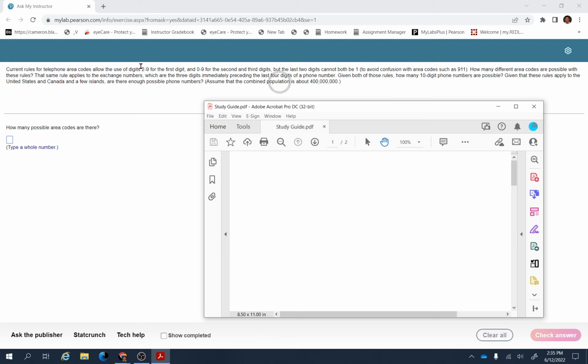So the area code has 3 digits. Let's say A, B, and C. For the option for A, you can pick 2 to 9. So how many numbers are there? There are 8 numbers, so 8 possibilities for the first one. And for the second and third one, from 0 to 9, that means 10 possibilities. For the second one it's 10, and the third one is also 10.